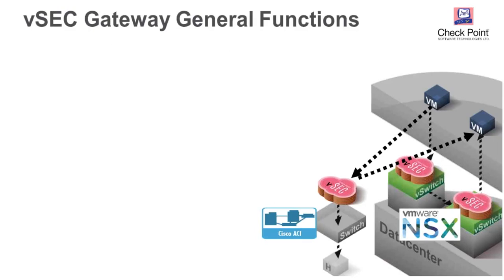So at this stage, I'm going to summarize just very quickly. This will be information you already know, but we're going to summarize the general functions of the vSEC gateway and the general functions of the vSEC controller. The general function of the vSEC gateway, as you're undoubtedly aware by now, is context-aware inspection. So it's able to understand the traffic it is seeing.